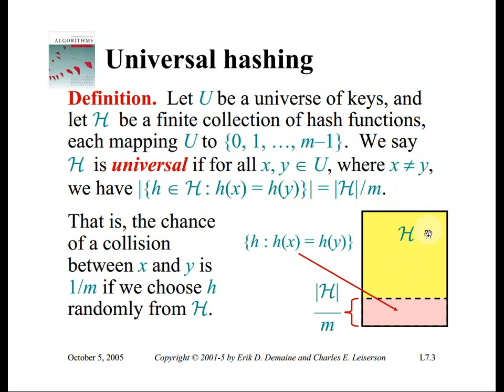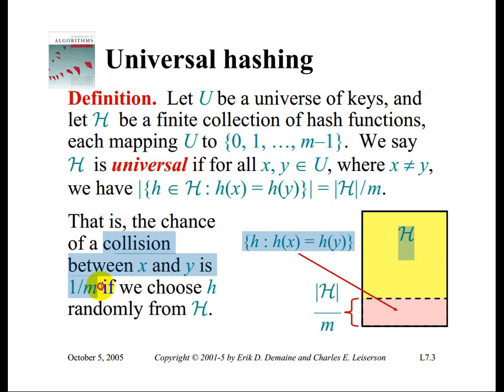What does that mean? If H is the total set of all functions, then there is a small set of these functions, a fraction of 1 by m of the total H, where both x and y will map to the same bucket. So if you pick any function at random in H, what is the probability that x and y will be in the same bucket? It is 1 by m. Does that make sense? That is the key idea.